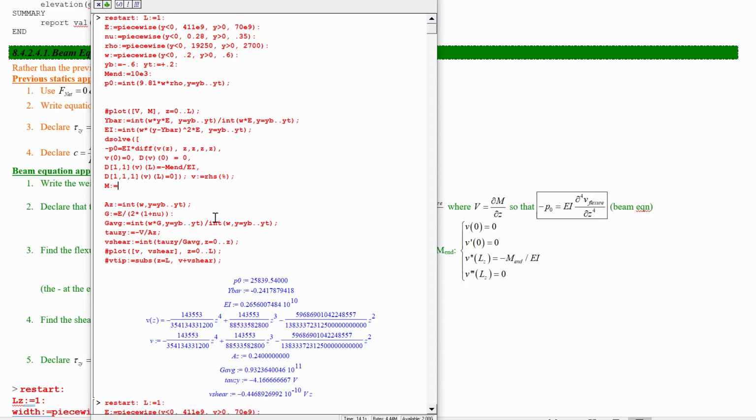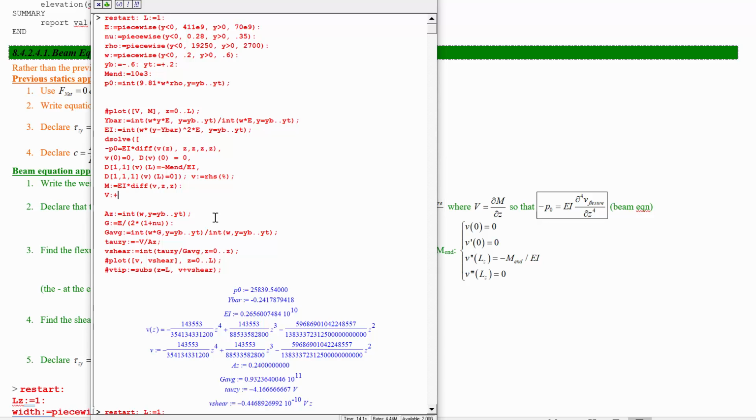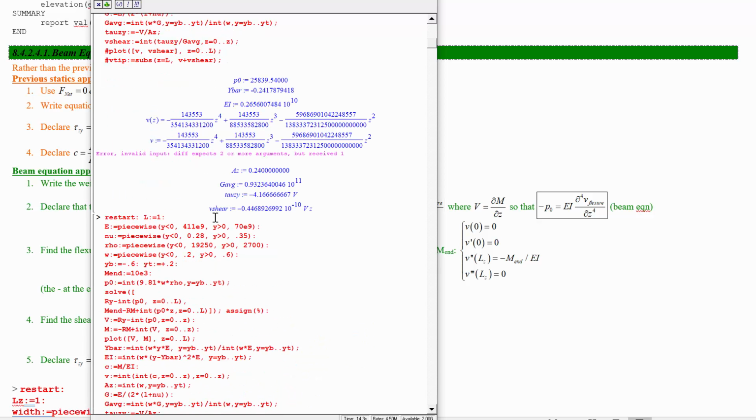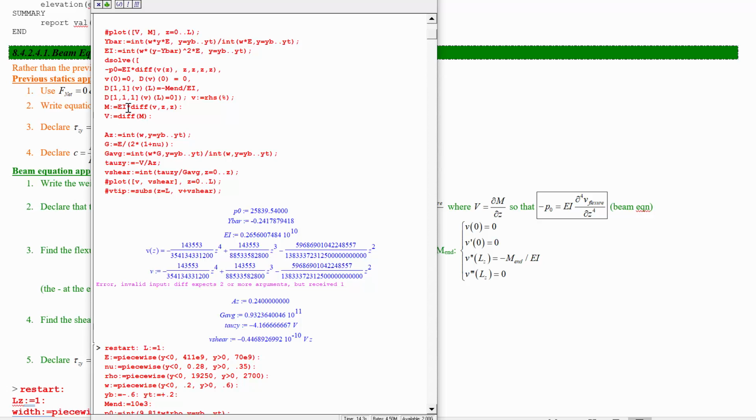derivative of v. So if we take the derivative of v with respect to z twice, and then we multiply that by EI, we should be able to get the moment, and then we should get the shear force by taking the derivative of that moment, and then the displacement for shear should work. Let's see. Oh, derivative with respect to z.